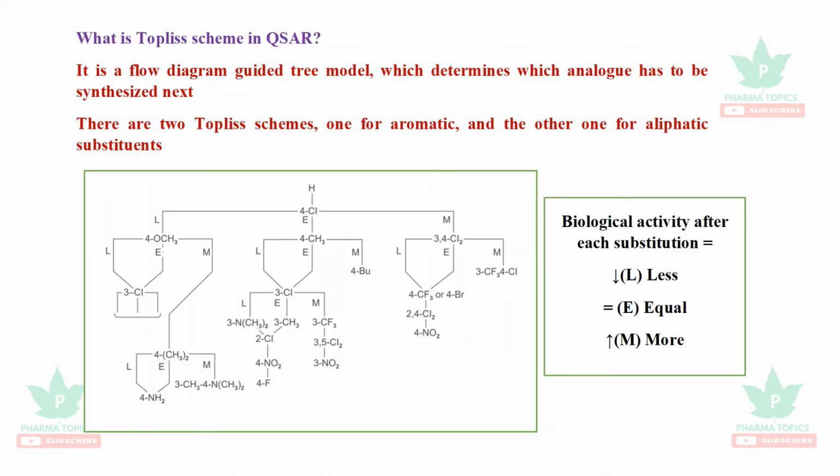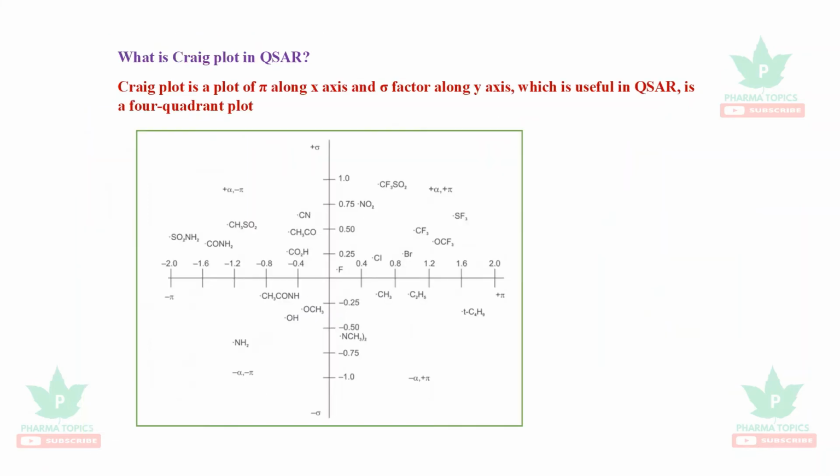What is the Topliss scheme in QSAR? It's a flow diagram guided tree model which determines which analog has to be synthesized next. There are two Topliss schemes, one for aromatic and the other for aliphatic substituents. Next is the Craig plot. It's a plot of pi along the x-axis and sigma factor along the y-axis. That's a 4-quadrant plot. Which substitution contributes to which segment? When you add this group, what will happen to the biological activity?